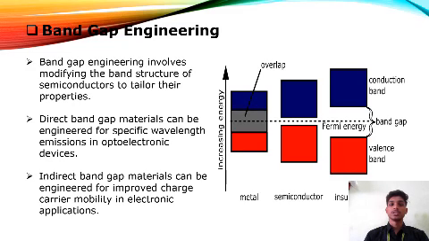Band gap engineering. Band gap engineering involves modifying the band structure of semiconductors to tailor their properties. Direct band gap materials can be engineered for specific wavelength emission in optoelectronic devices. Indirect band gap materials can be engineered for improved charge carrier mobility in electronic applications.